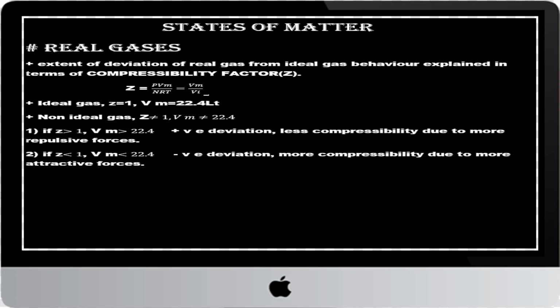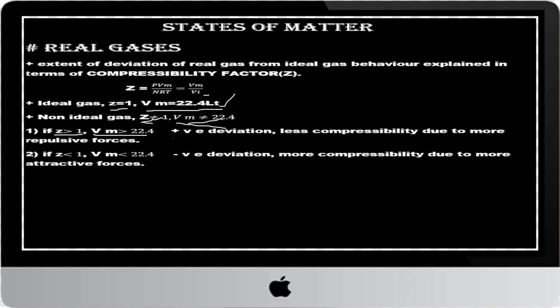And the next point is the ideal gas. An ideal gas has compressibility factor Z equals 1 and molar volume equals 22.4 liters. For a non-ideal gas, it is not equal to 1 and not equal to 22.4. And a non-ideal gas has two different cases. If Z is greater than 1 and Vm is greater than 22.4, meaning the compressibility factor is greater than 1 and the real volume is greater than 22.4, then it undergoes positive deviation. This is important.